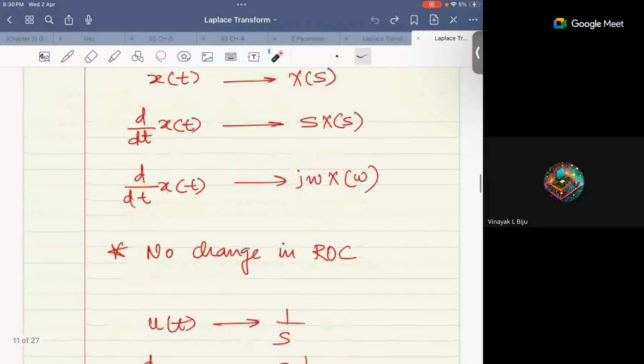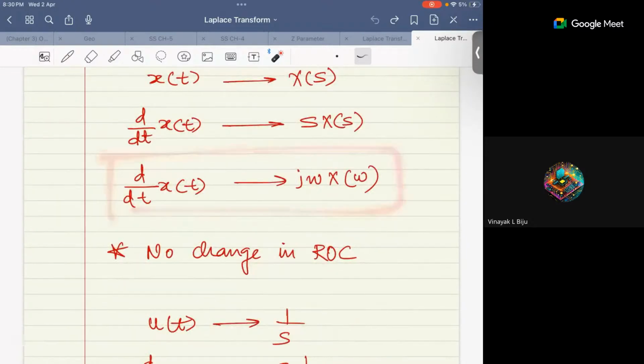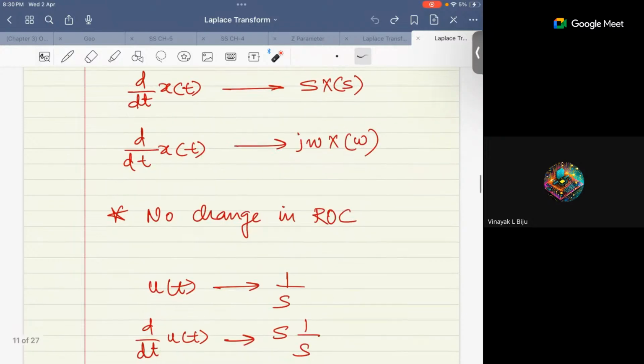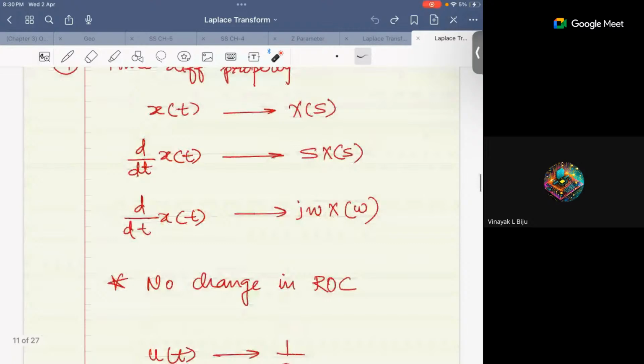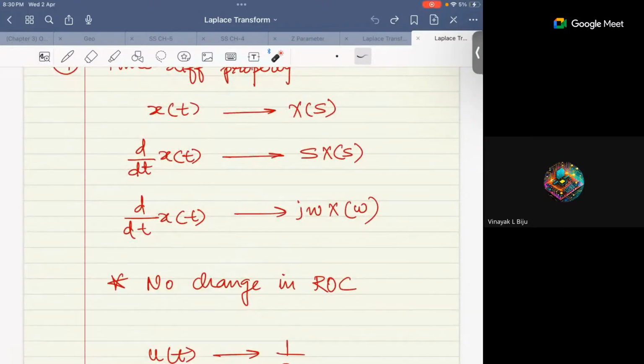And this property we have learned in the Fourier transform, where you are just replacing s with j omega. If you have to get the Fourier transform of a differentiated function, you are just multiplying by j omega times the Fourier transform that you were getting from the x(t) function. And here also there is no change in the ROC, because you are not impacting the s. You are not shifting or doing anything on the s value. So there won't be any changes in the ROC also.